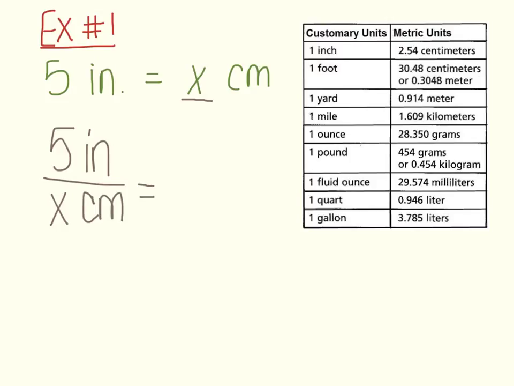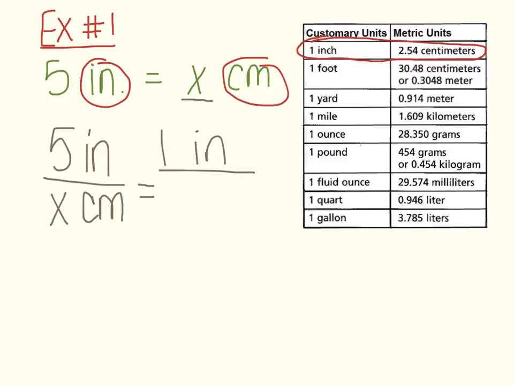Equals, and now we look at the chart to compare inches to centimeters, which I see right here. So we write that as the second part of our proportion. 1 inch equals 2 54/100 centimeters.